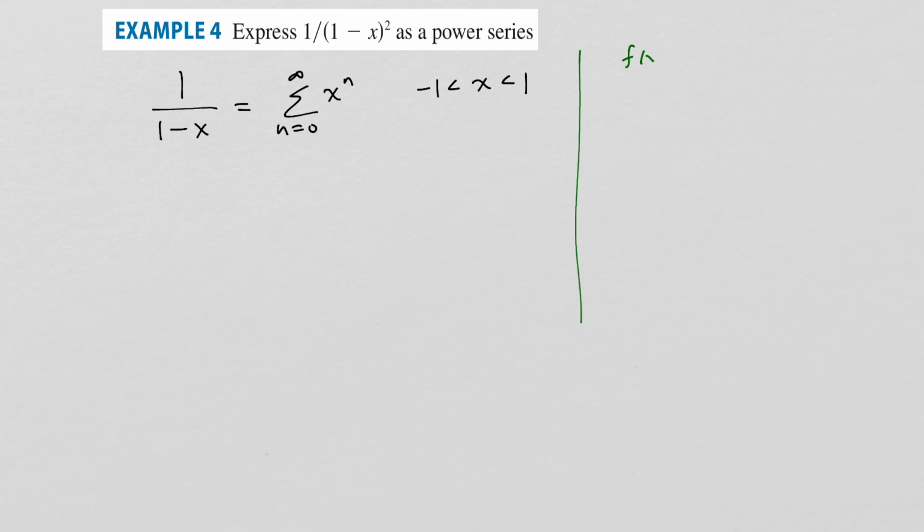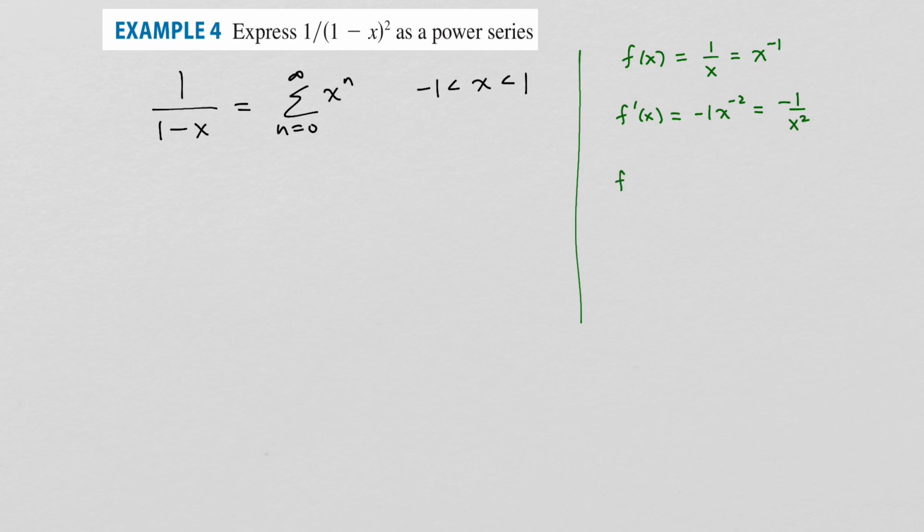We know that if we have a function f of x equals 1 over x, that we can express that function as x to the negative 1. And then we know the derivative of that function would be negative 1x to the negative 2, which can be rewritten as negative 1 divided by x squared.